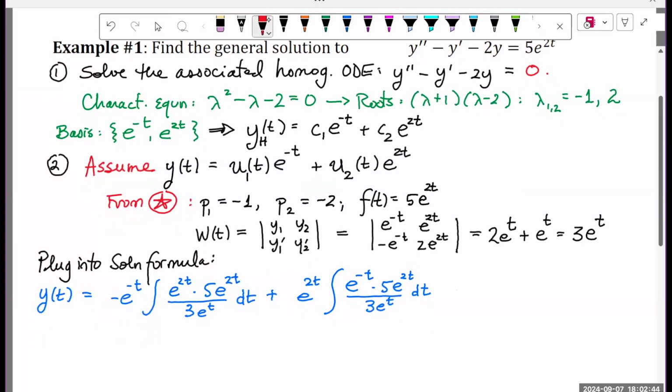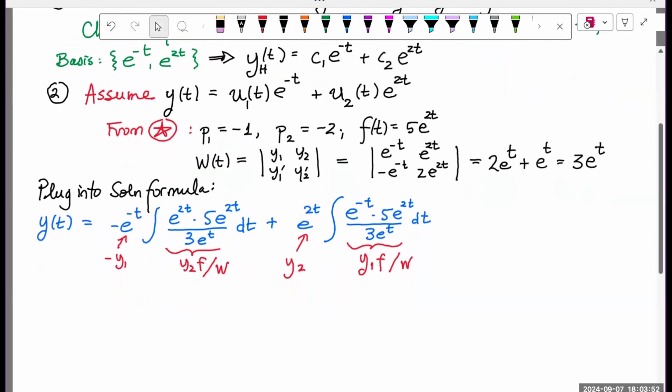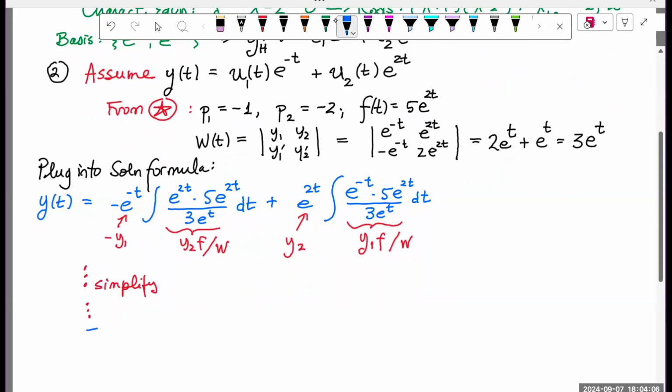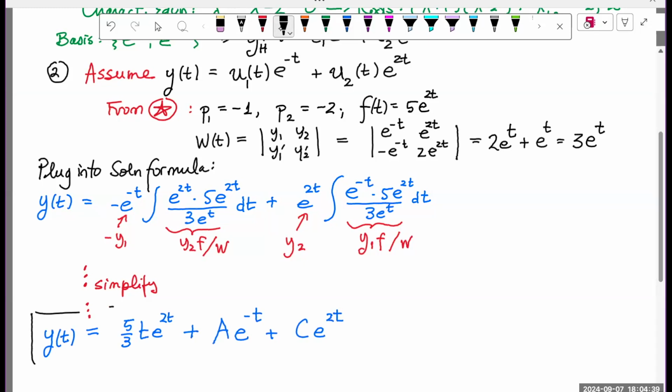Here I've written the formula for you and plugged in our terms, where I will point out that this is my minus y1, this is my y2 f over W, this is my y2, and this is my y1 f over W. I encourage you to work out how to simplify this, and hopefully we'll come up with the same thing, namely 5/3 t e^(2t) plus a constant times e^(-t) plus another constant times e^(2t). We now have found the general solution to the non-homogeneous ordinary differential equation.